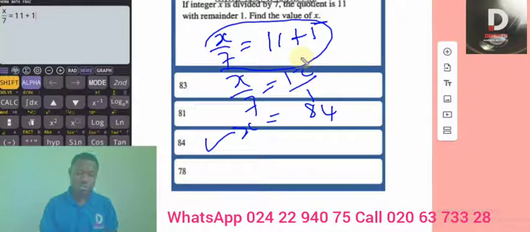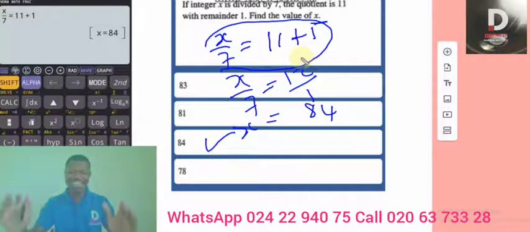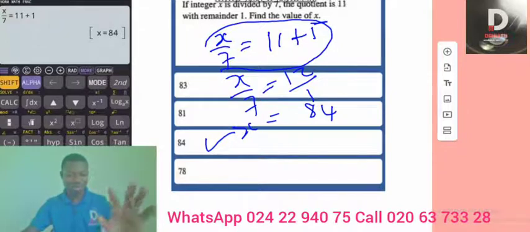I solve it. I don't evaluate. I solve it. So shift calculate. Solve. 84. Wow. Do you love it? Great. This is what your calculator can do in examination. Don't go and sit there and fail.